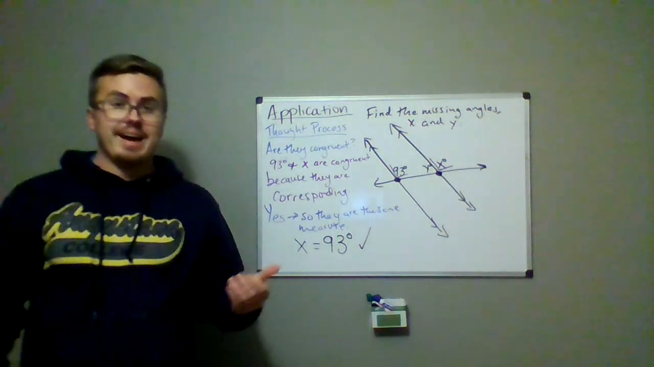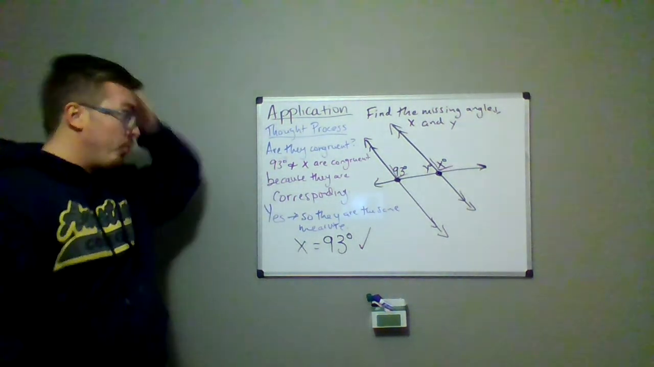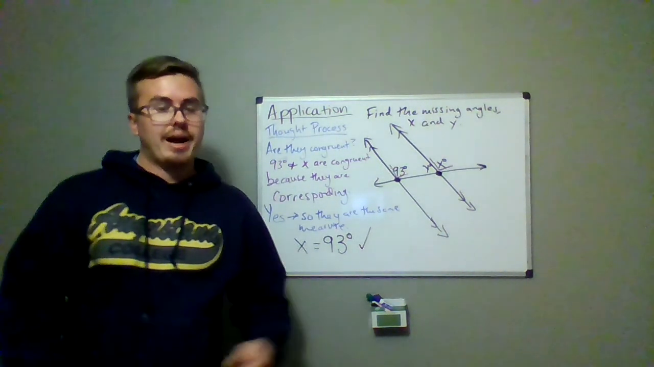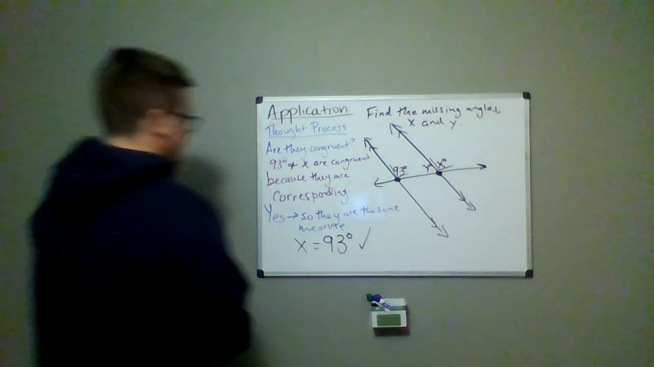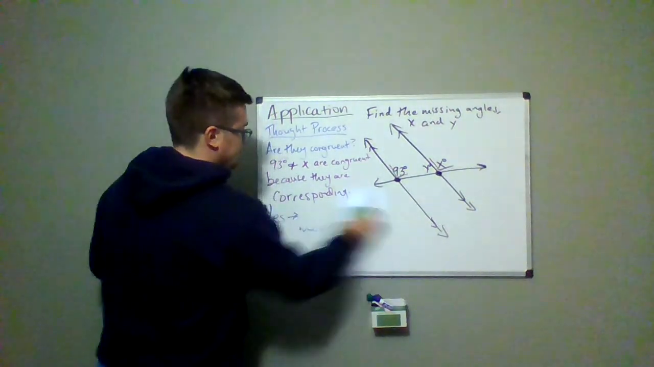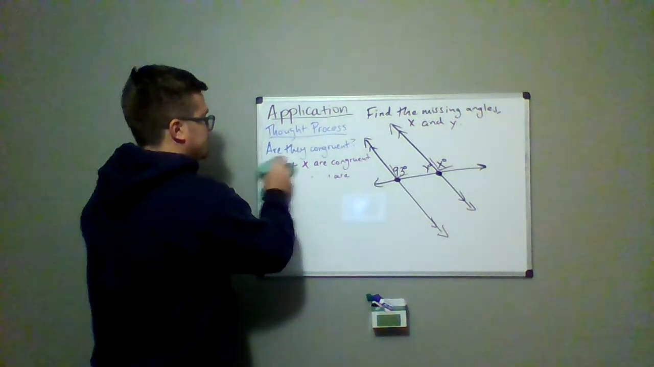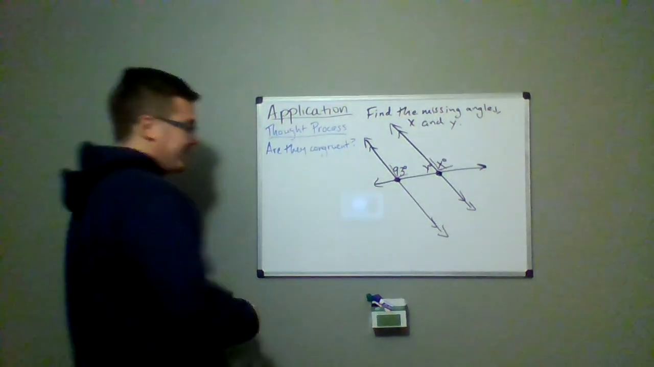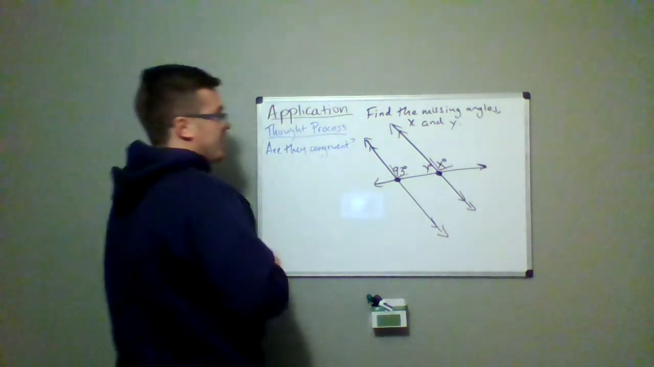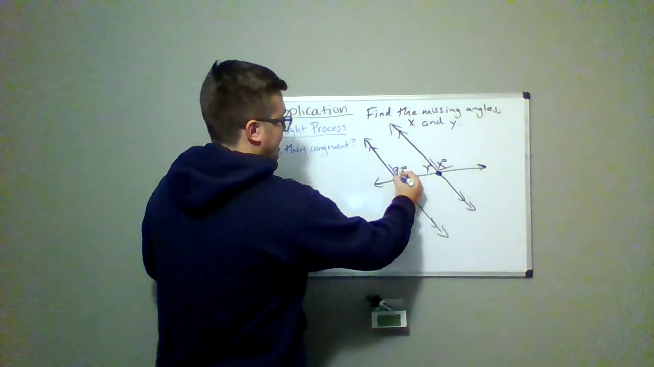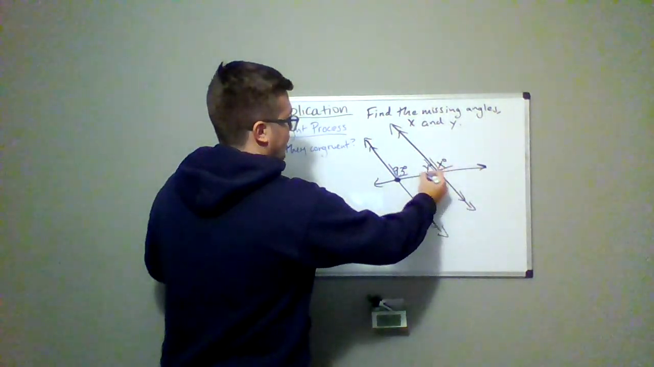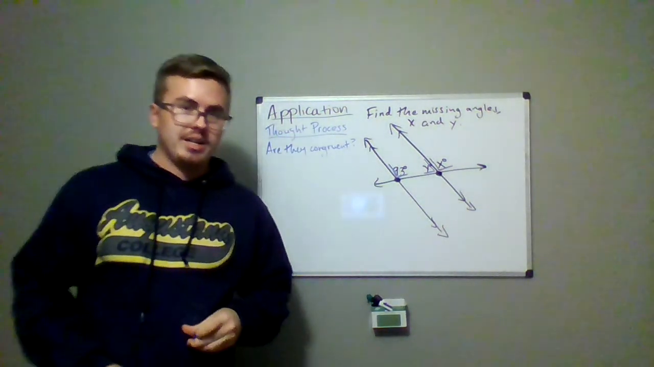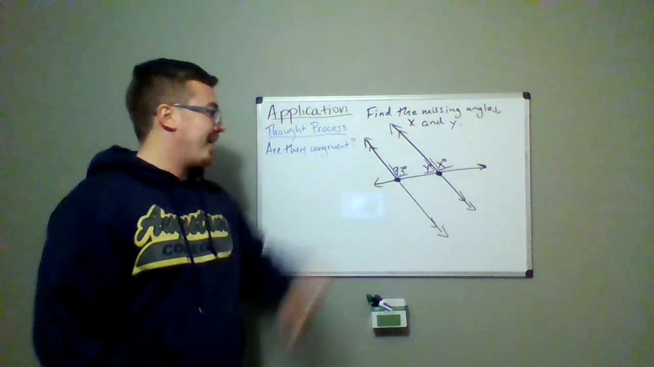I found x. So now I'm going to erase this here, and I'm going to go through that same thought process, but for y. All right, now I want to look at the 93 degree angle and y. So I'm looking at 93 and y. I'm asking myself first, are they congruent?